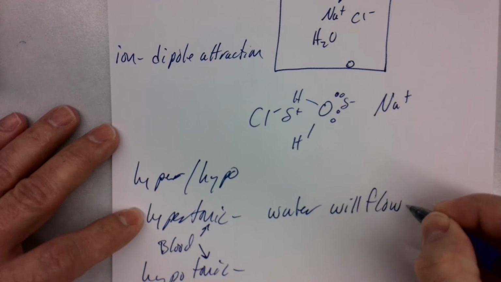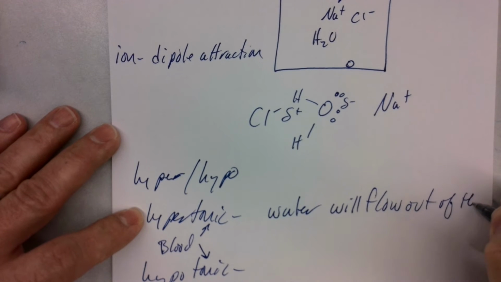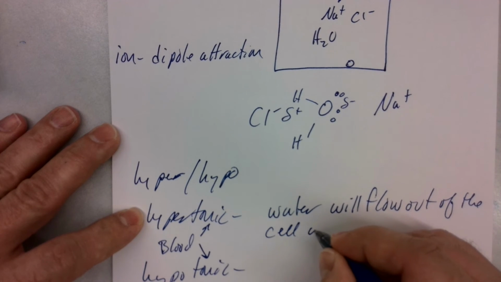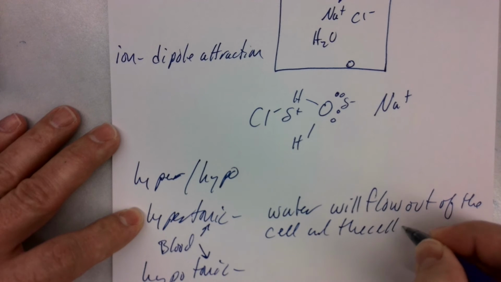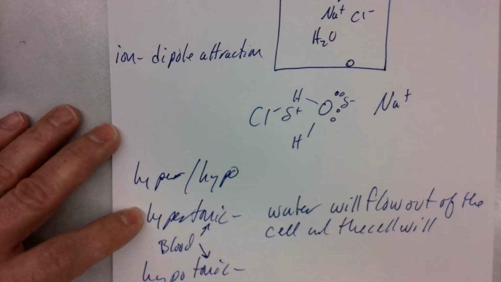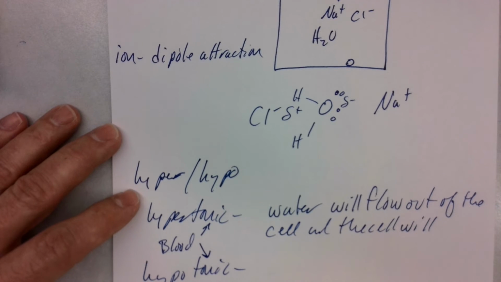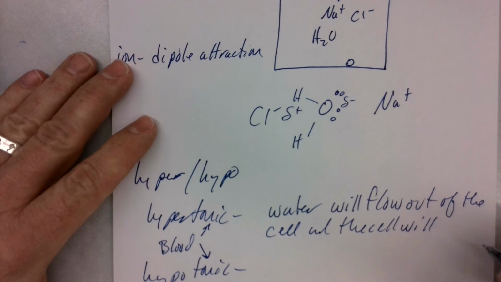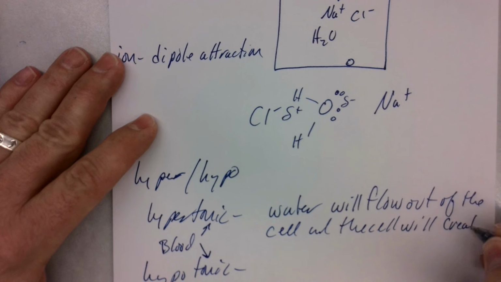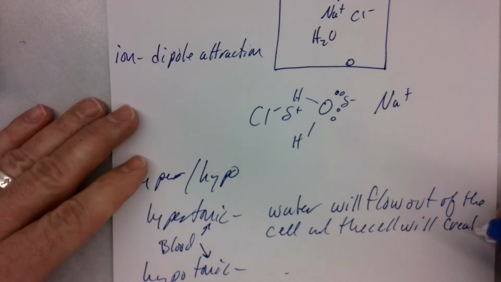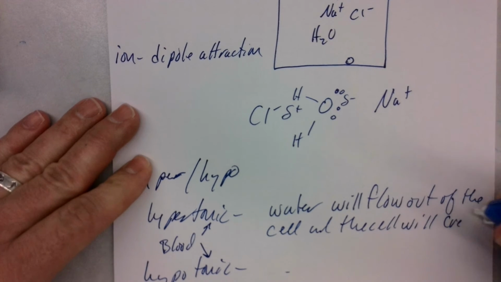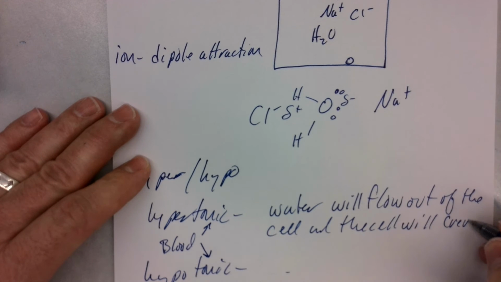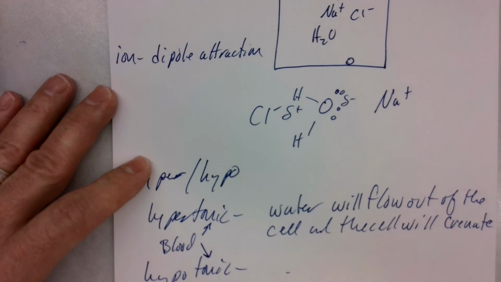Yeah, so water will flow out of the cell, and the cell will, does anybody know what the word for that is? Did you watch my video? It's called crenation. It crenates, which basically means it shrivels up. And it will crenate.